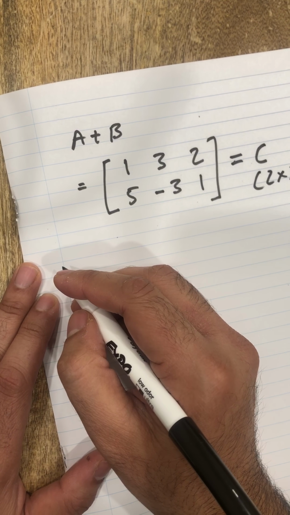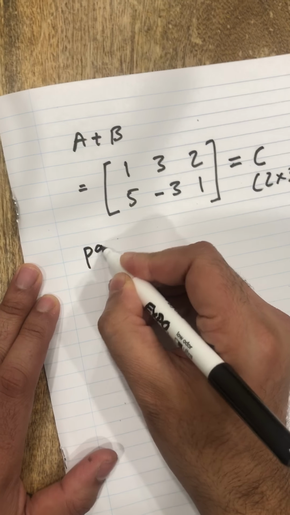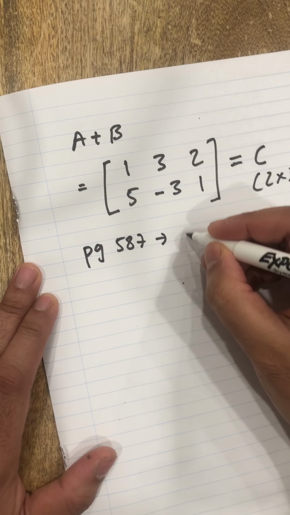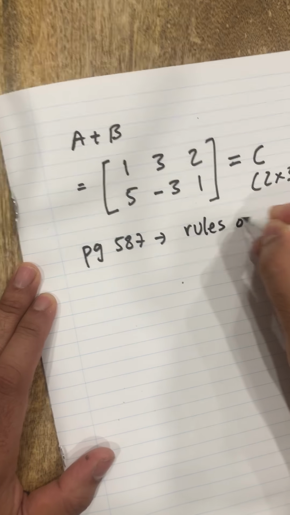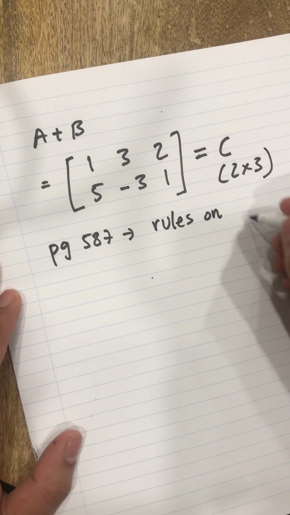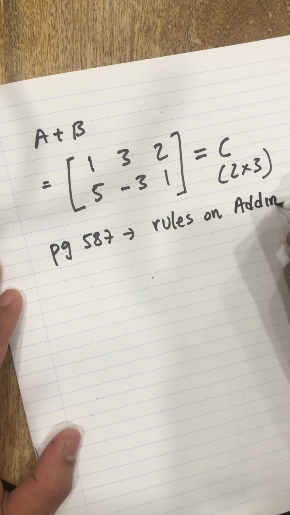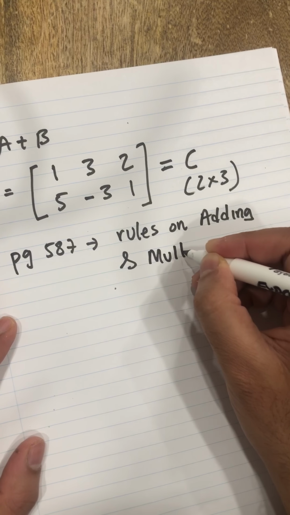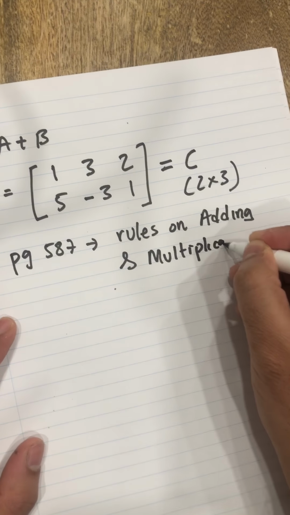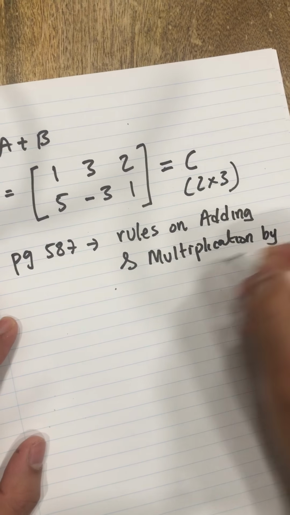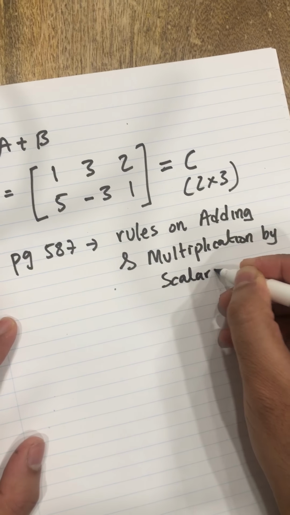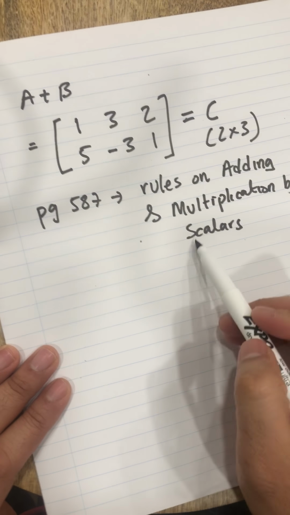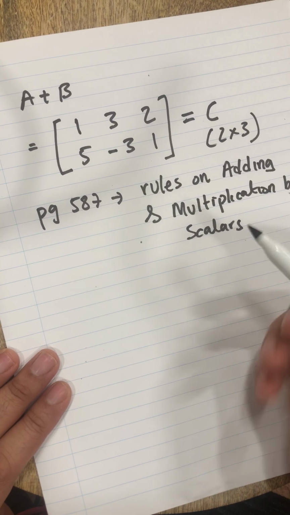What I would want you guys to do is, on page 587, they have these rules on adding and multiplication by scalars. So you can go through this. We looked at this basic rule of adding, but what is multiplication by scalars? A scalar is basically a constant.